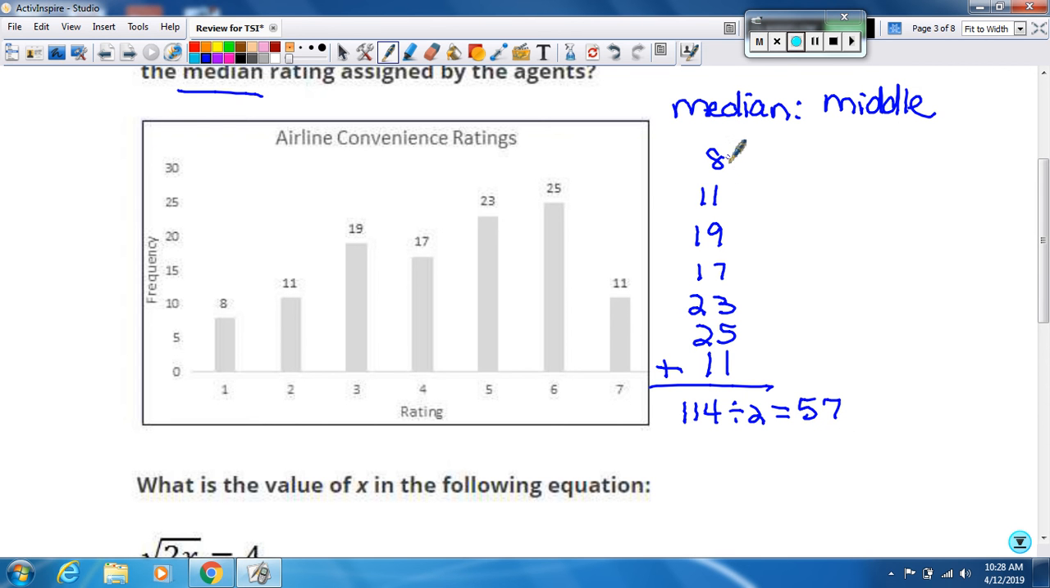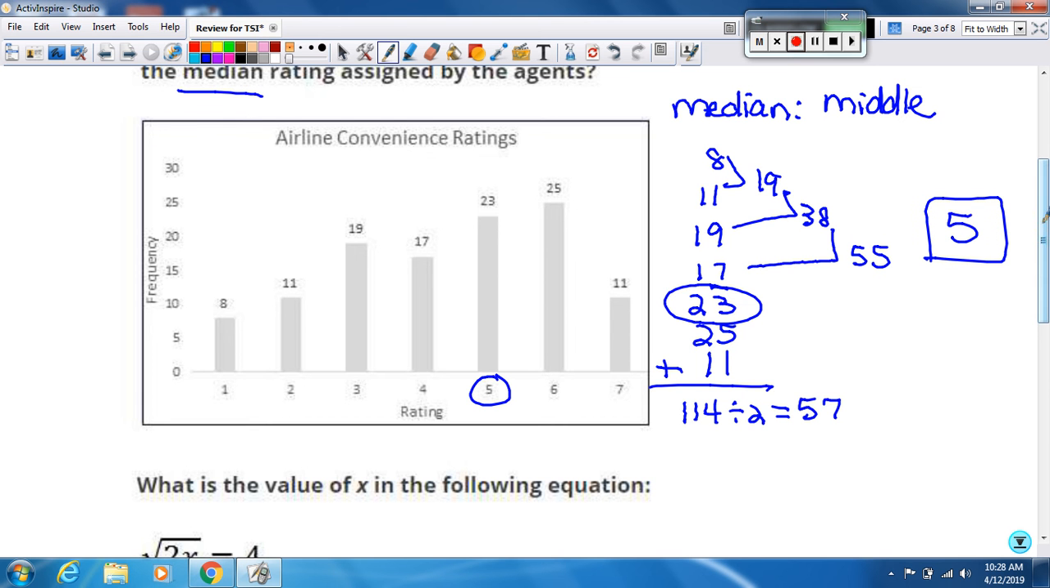So I'm going to add these. 8 plus 11 is 19. 19 plus 19 is 38. 38 plus 17 is 55. So that means the 57th number on the list would be right here in this area with a 23. And the 23 was 5. So the median rating is 5. That's actually the answer.